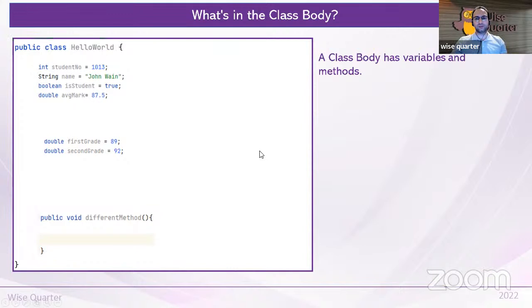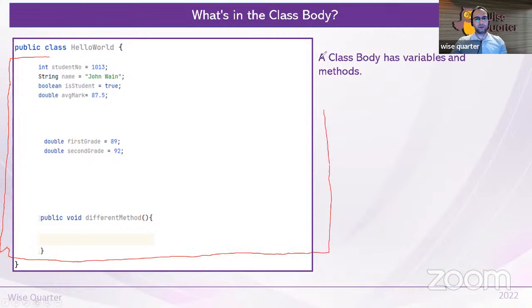You can write anything in the class body, starting from here and until here. This is called class body. You can create variables like this and methods, different methods like this one, this little guy.